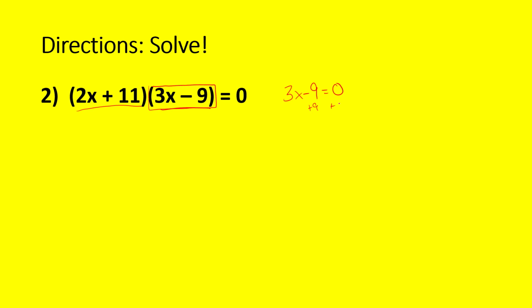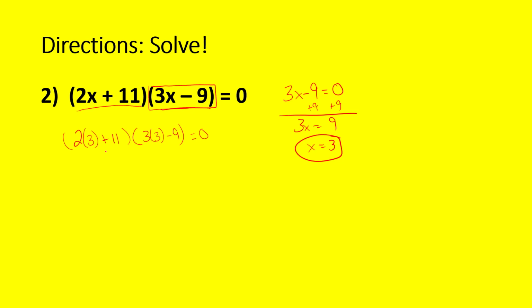We'll add 9 to both sides. So 3x is equal to 9, and we will divide by 3. So x is equal to 3. If I plug in a 3 for x, and notice I can plug in 3 for all of my x's, 2 times 3 plus 11 times 3 times 3 minus 9 equals 0.